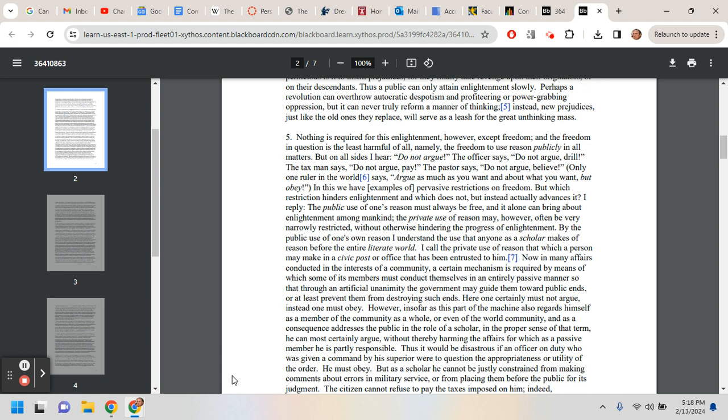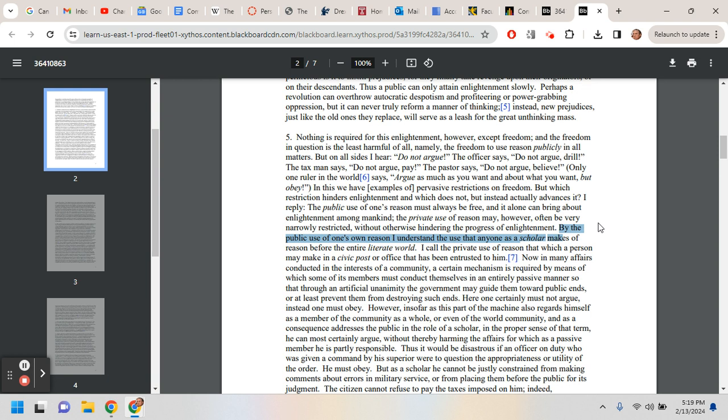Contrast that with when you speak, as he says, as a scholar addressing the whole reading public. As he says here, by the public use of reason, one's own reason, I understand the use that anyone as a scholar makes of reason before the entire literate world, the reading public. When you're writing something that's addressed to the world, you're writing in a different voice than when you write as a representative of some partial community, religious or otherwise.